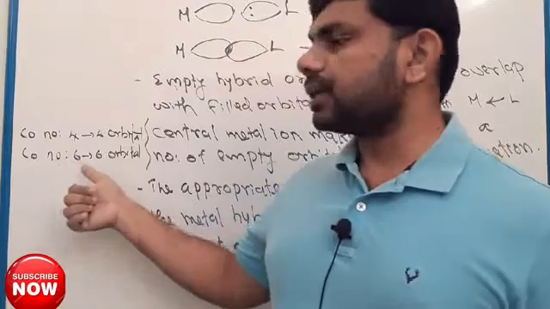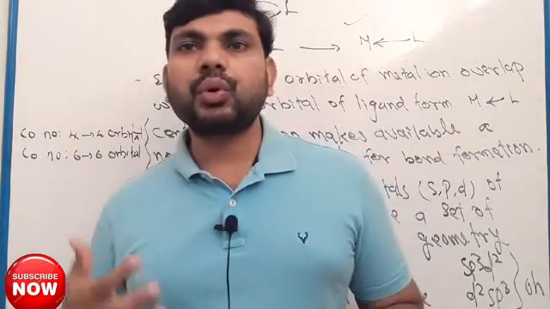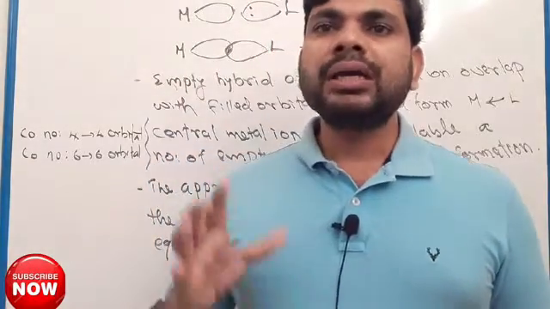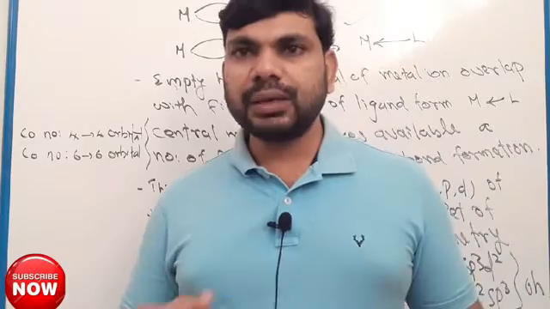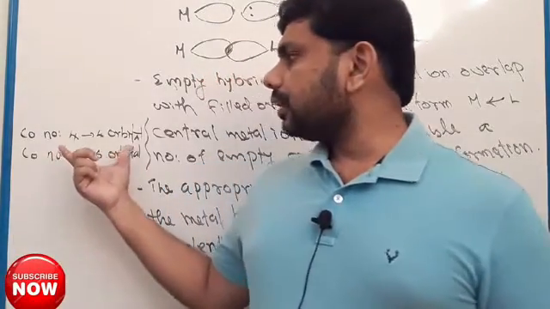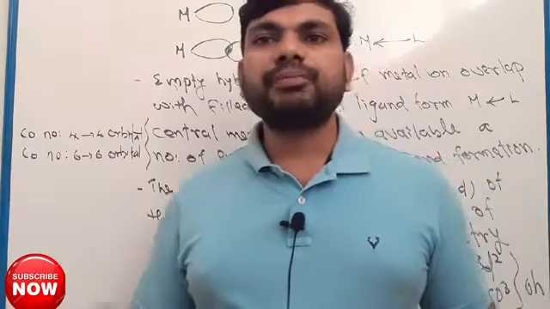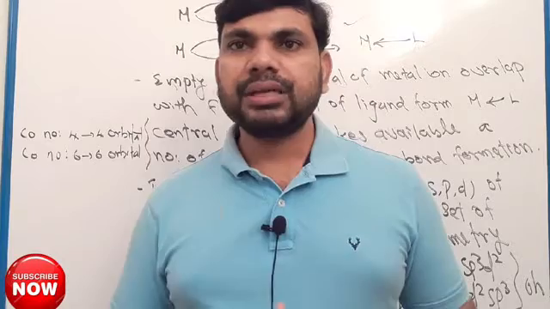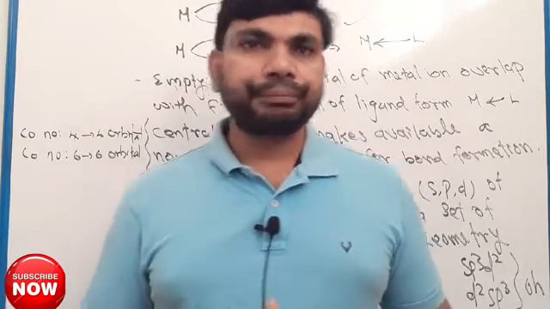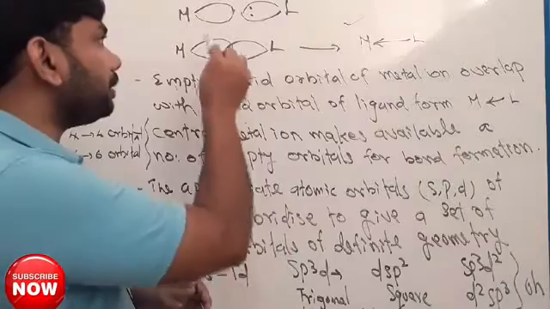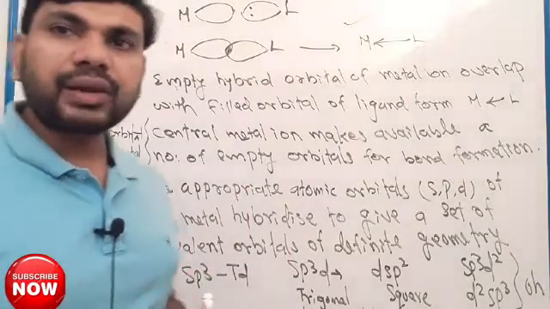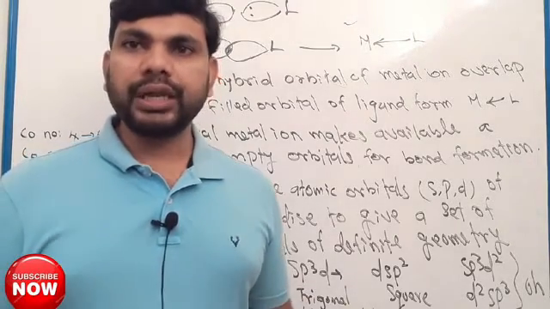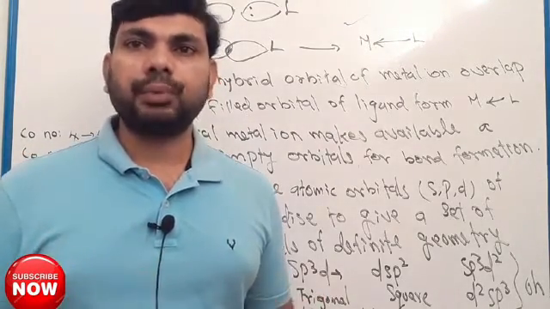Similarly, a coordination compound with coordination number 6 means the central metal atom is attached to 6 different ligands. This means that in this type of coordination compound, the central metal atom has 6 empty orbitals. So the central metal atom makes available a different number of empty orbitals to make the metal to ligand coordinate bond.